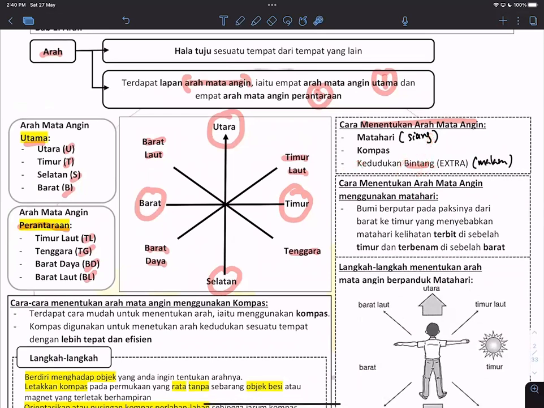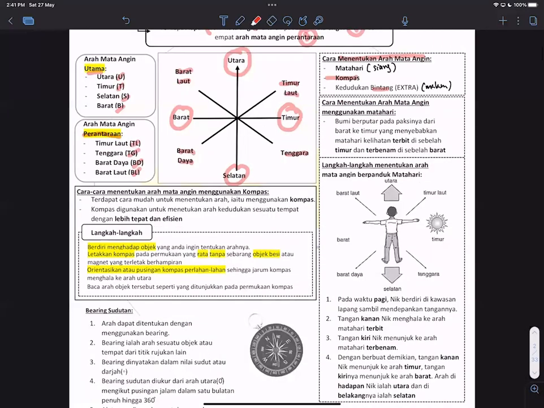So using the bintang to menentukan arah mata angin usually just comes out in objective questions, but very rarely. So we just try to read through it. Siang dan malam, we can use matahari and bintang. But both times, no matter whether it is waktu siang or waktu malam, we can just use the compass. So that's why the compass is much more common to ask in exams like your Form 1, Form 2. They are still going to ask how to use the compass to menentukan arah mata angin.